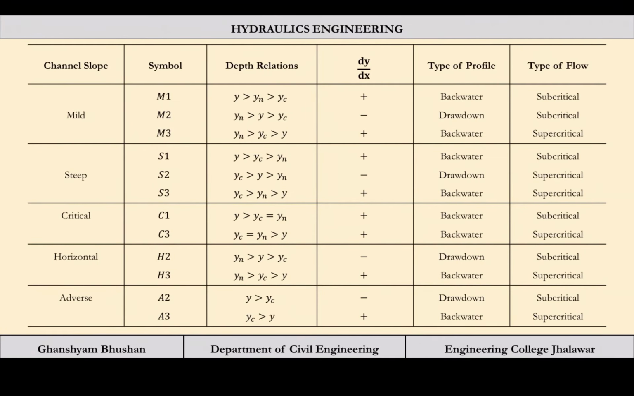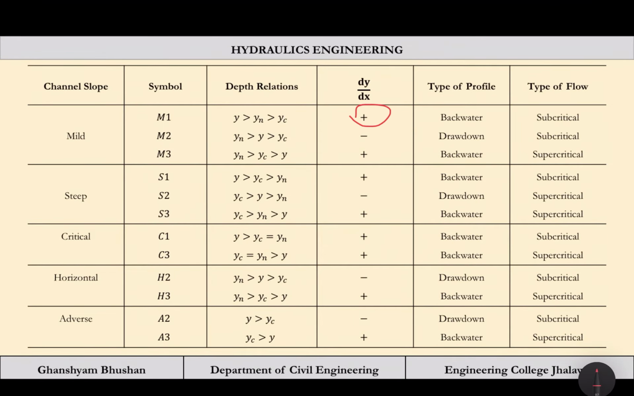So here we are seeing dy by dx as positive, and if dy by dx is positive, that is the case of backwater. And if dy by dx is negative, here you can see one will be positive and one will be negative, because yn is now greater than y, so yn by y will be greater than 1 and yc by y will be less than 1. So the numerator will be positive and the denominator will be negative. In that sense you will get a negative dy by dx. If dy by dx is negative, it is a case of drawdown.